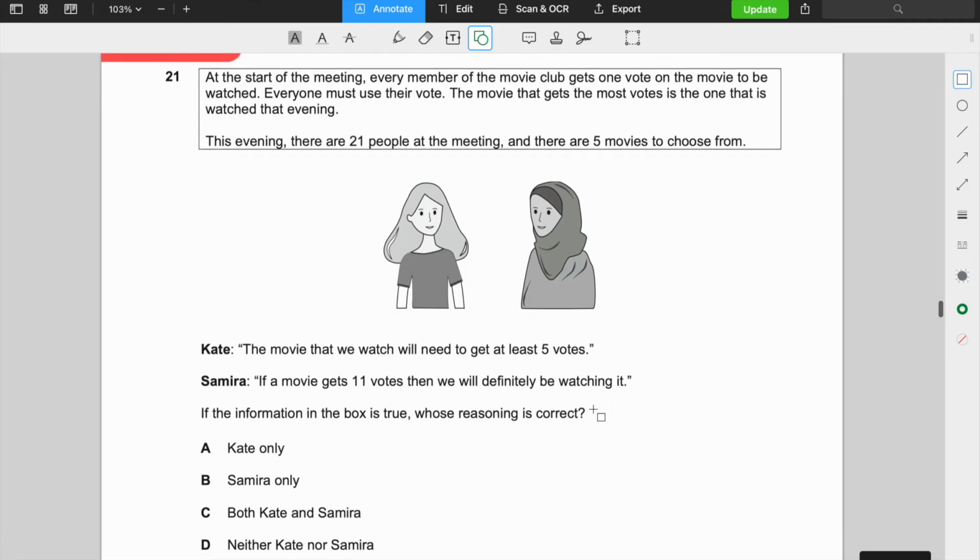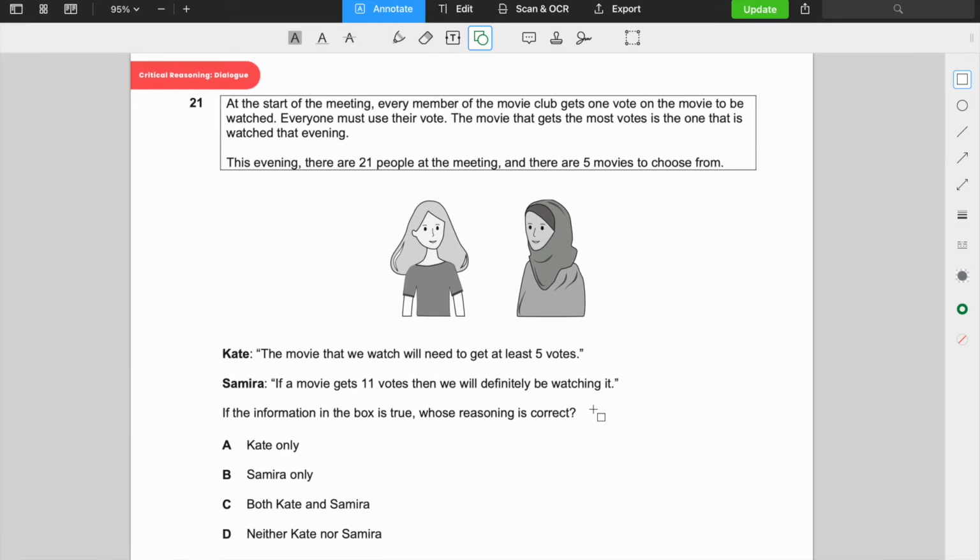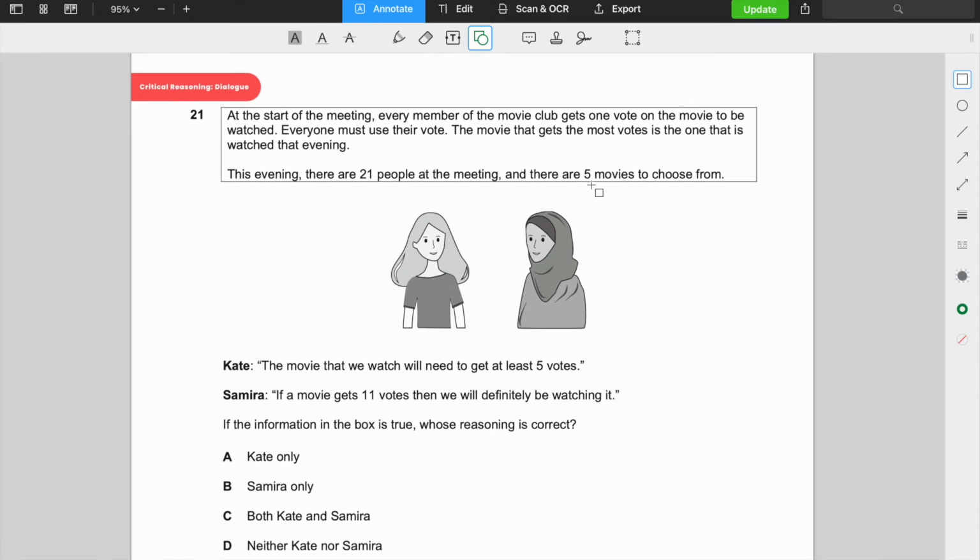Okay, question 21. At the start of the meeting, every member of the movie club gets one vote on the movie to be watched. Everyone must use their vote. The movie that gets the most votes is the one that is watched in that evening. This evening, there are 21 people at the meeting. So 21 people at the meeting and 5 movies to choose from. Kate, the movie that we watch will need to get at least 5 votes. Samira, if the movie gets 11 votes, we're definitely watching it.